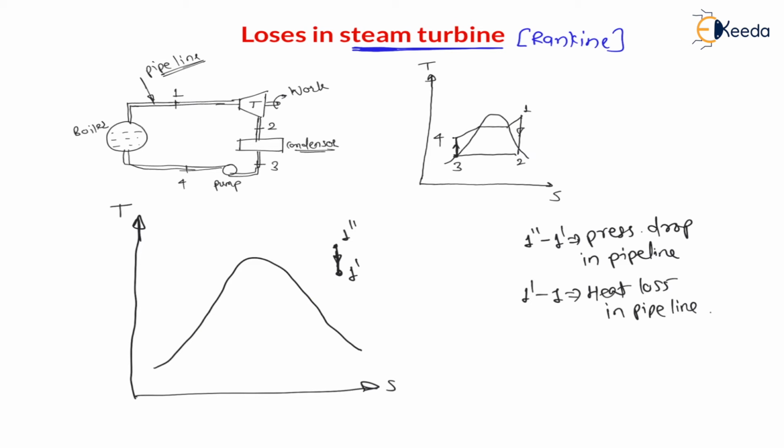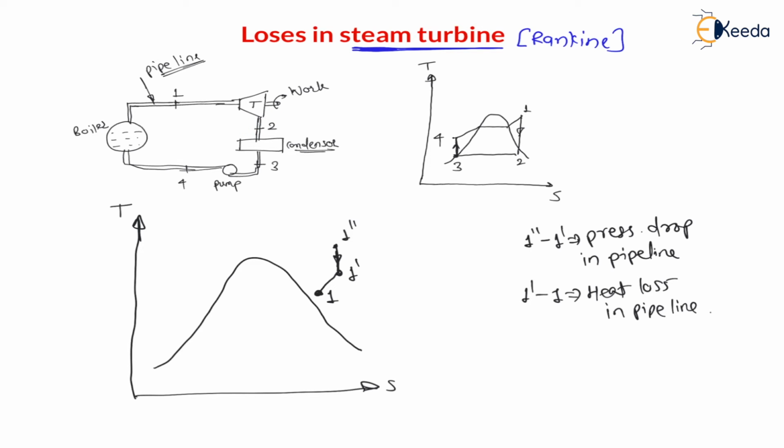Therefore from 1 dash to 1 there will be a heat loss like this. This will be the 1. Now my dear students, from 1 to 2, from this 1 there will be a turbine expansion. During this turbine expansion, there will be frictional heating in this turbine, because of friction between steam and turbine blades, as well as a heat loss from the turbine casing.